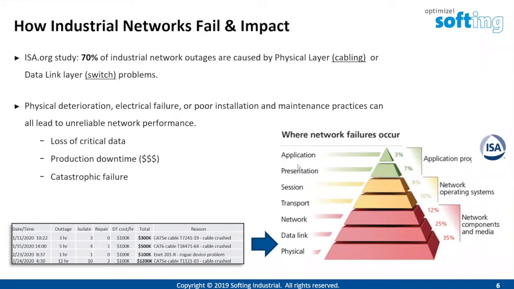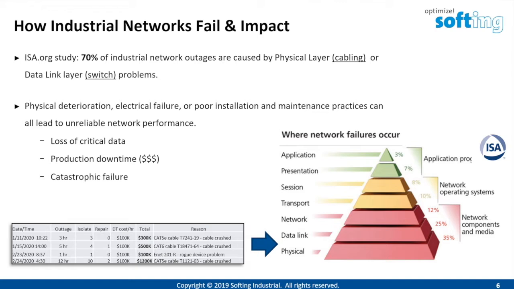I also threw this slide in. ISA had an interesting study a couple of years ago where they asked their members, what are the causes of network failures, from an industrial perspective. And when you look at this pyramid here, over 70% of the issues were related to layer 1 and layer 2.